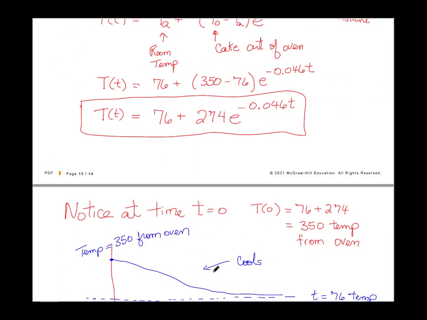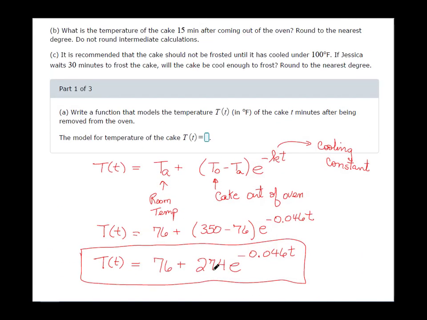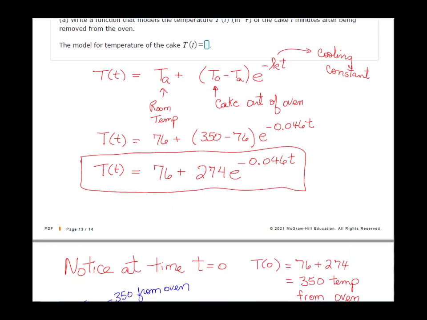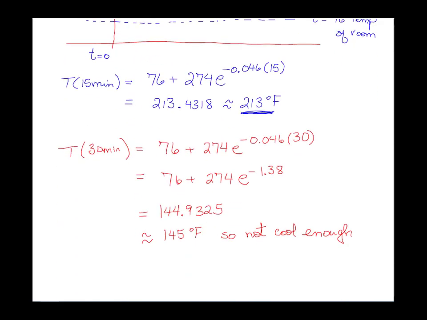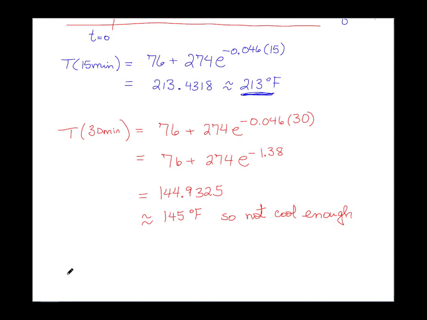Why? Our question was, it needs to be under 100 degrees Fahrenheit for her to put the frosting on the top. If it's too hot, the frosting will melt and run off the side. So, 30 minutes was not enough. I wonder how much time we would need. I don't know, we could calculate it at 45 minutes or 60 minutes and find out. I'll leave that to you. Well, that concludes this section 4.2 on exponential functions.